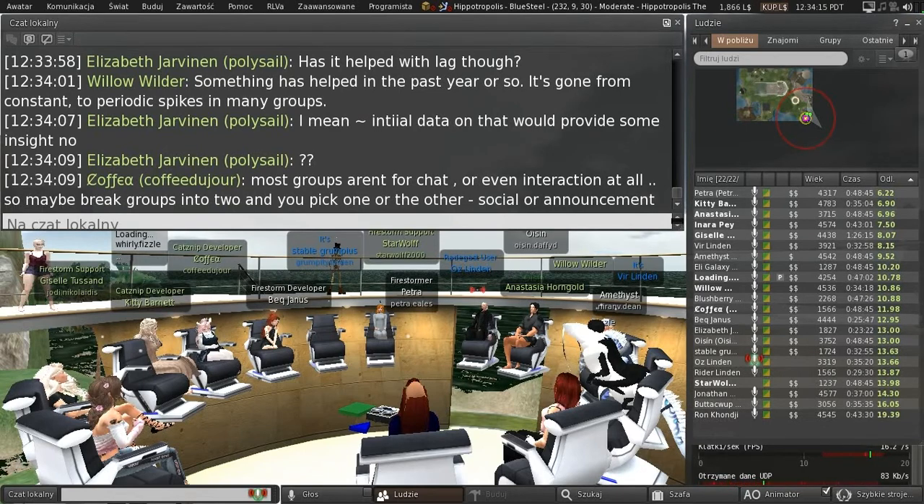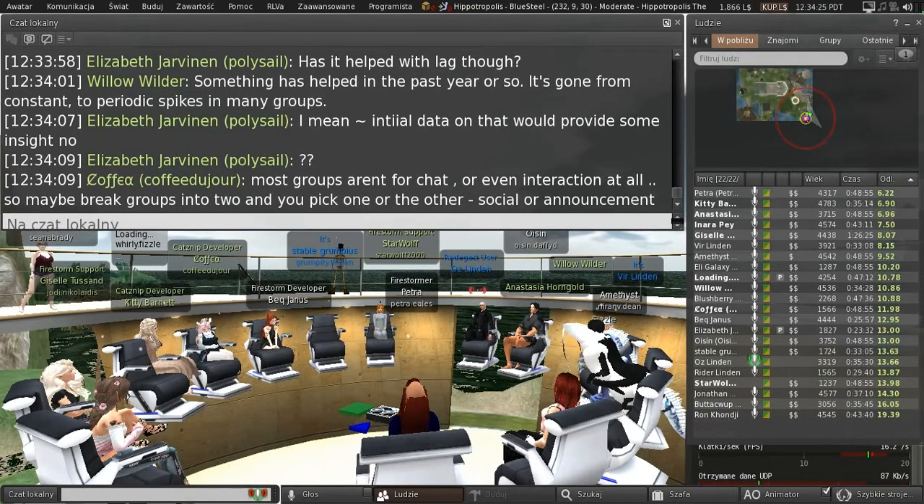It's actually complicated to measure because of the way it works. Different groups are on different servers, and of course, the users are on any number of different simulators. It's not an easy service to measure.